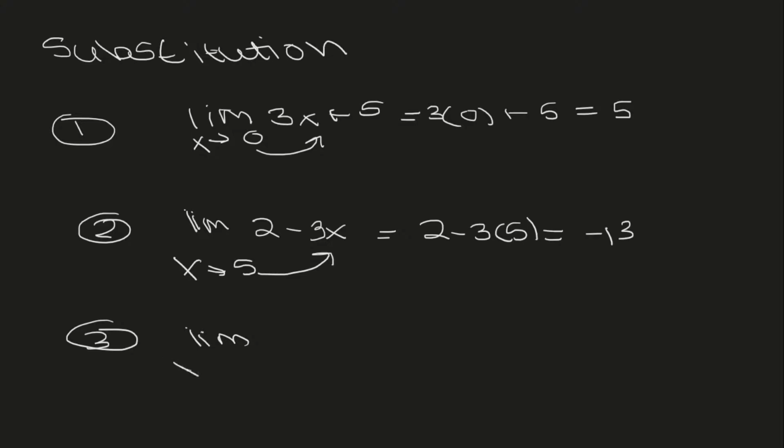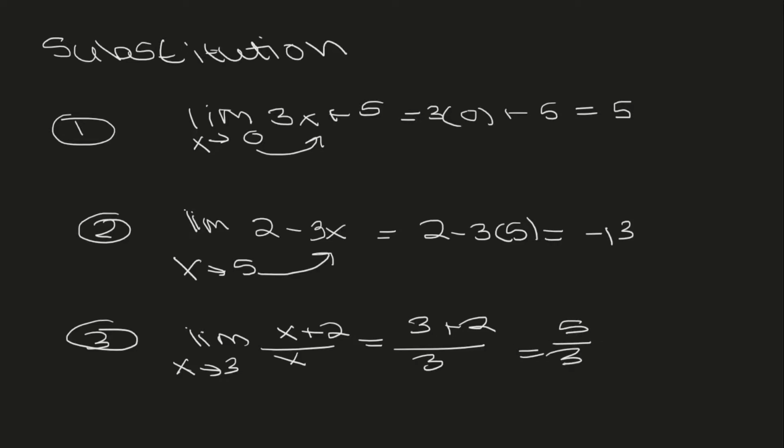So the limit as x approaches 3 of x plus 2 over x. Still, same rule. Wherever you see an x, you put a 3 there. 3 plus 2 over 3, which gives us 5 over 3. And that's it. So substitution is pretty simple. Wherever you see an x, you substitute in the value that x is approaching, in this case 0, in this case 5, and here it's 3. You plug in values, you solve, and you get your answer.